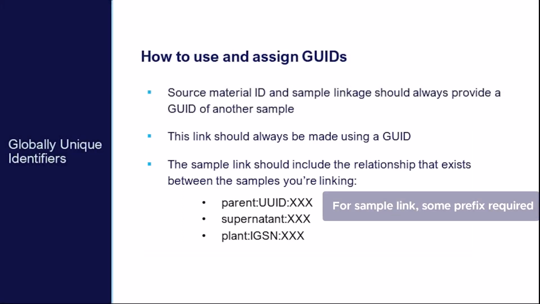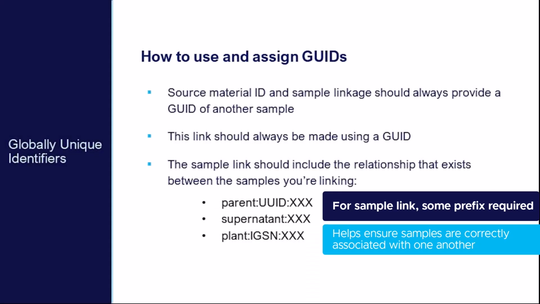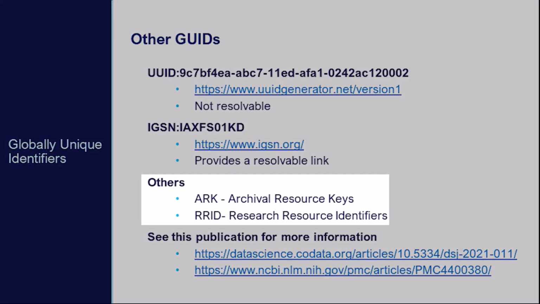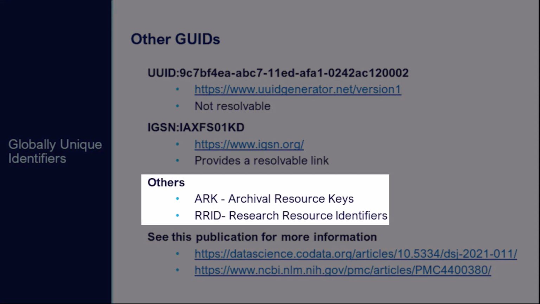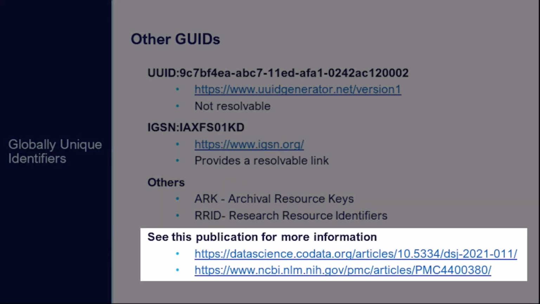For sample link, some prefix of the relationship you are defining between the samples should be provided. For example, parent, globally unique ID, or supernatant, globally unique ID. This ensures that samples are correctly associated with one another and the sample relationship can be made. GUIDs are not limited to UUIDs and IGSNs. Other options include ARC identifiers or RRIDs. For more details on GUIDs and identifier types, you can check out these publications.